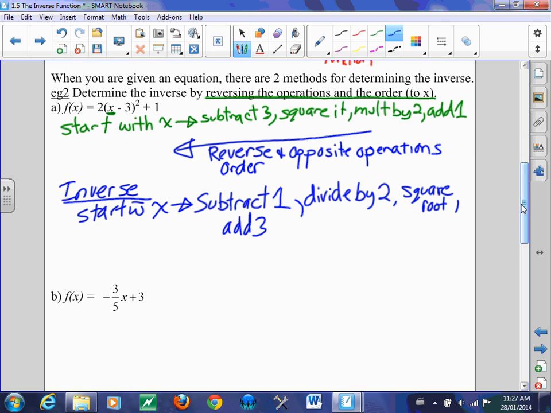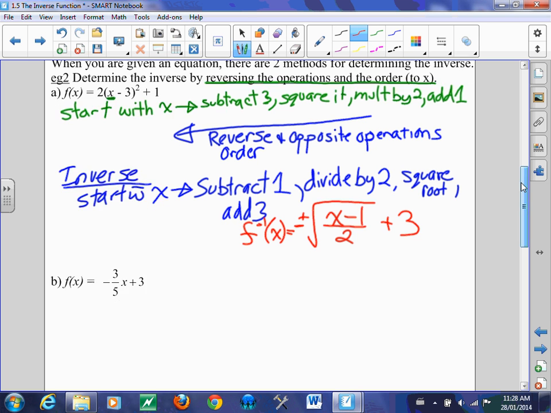So in a separate spot, make sure you got enough room. Start with x and watch how we do this. Start with x. Then what do I have to do? I then have to subtract 1. Then I have to take that and divide by 2. Then I have to take the square root of this. Okay? And then I have to do what? Add 3, and that becomes your inverse function.